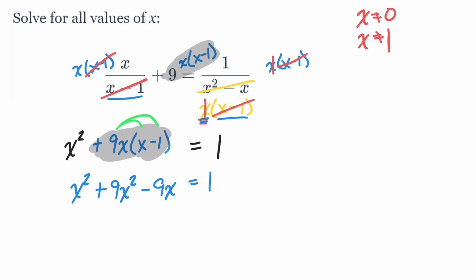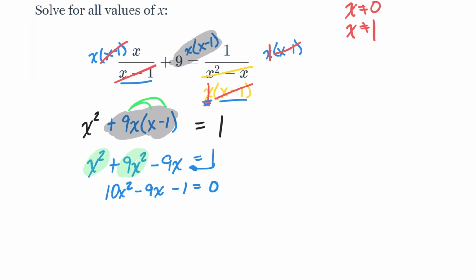Any like terms need to be combined. It looks like I've got the x squared and the 9x squared. So what we end up with is 10x squared minus 9x squared. So we got a quadratic. So I'm going to go ahead and move the 1 over because we know regardless of what kind of solving we're going to do, we're going to have everything to one side. At this point, you do whichever method you feel comfortable at this point.